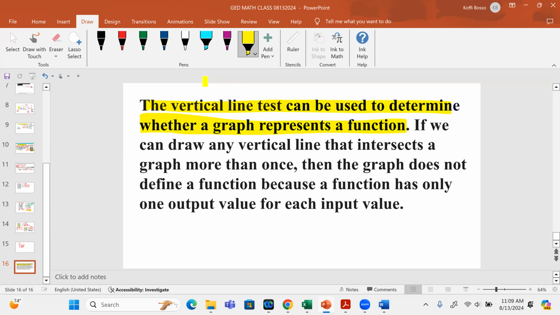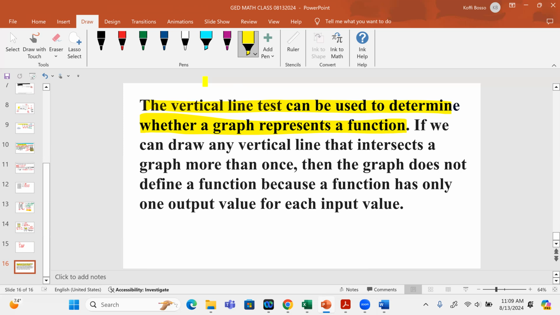So the vertical line test can be used to determine whether a graph represents a function. Before you use that vertical line test, you have to make sure it's a graph they give you. If they give you a table, you cannot use that vertical line test because you can't draw a line through a table. For a table, you check if there is a repeating x value. Or if they give you values in brackets like the x and y, again, we check if there is any repeating same number for the x value. If that's the case, it's not a function.